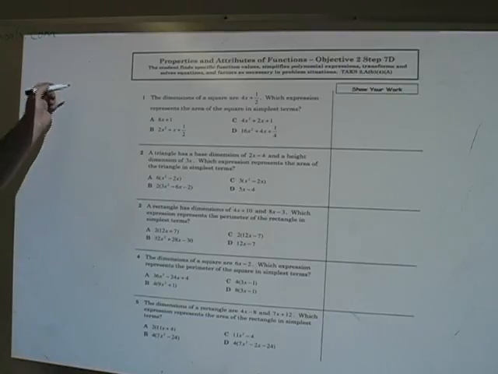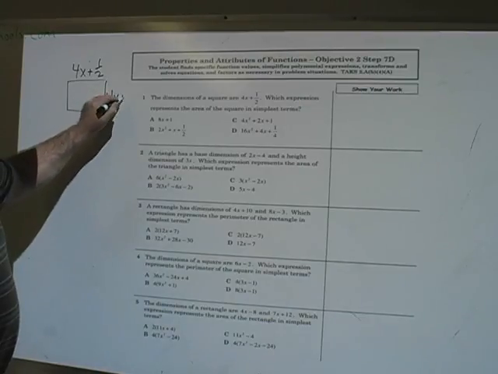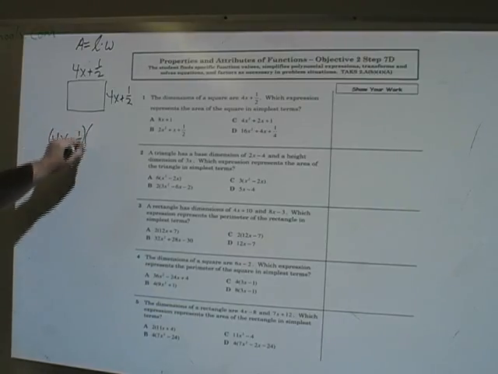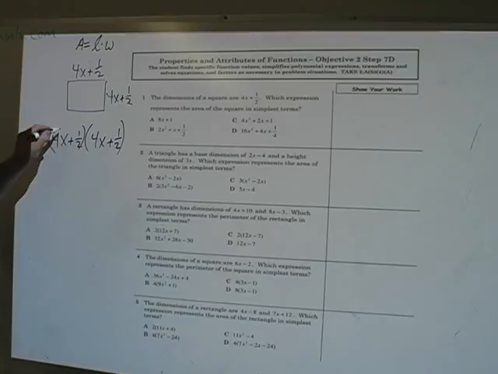Number 1, we have a square. 4x plus 1/2. And since it's a square, then all 4 sides are the same. 4x plus 1/2. And we want to find the area of the square. So, once again, area for a rectangle or square is length times width. So the length is 4x plus 1/2, and the width is also 4x plus 1/2. Multiply.